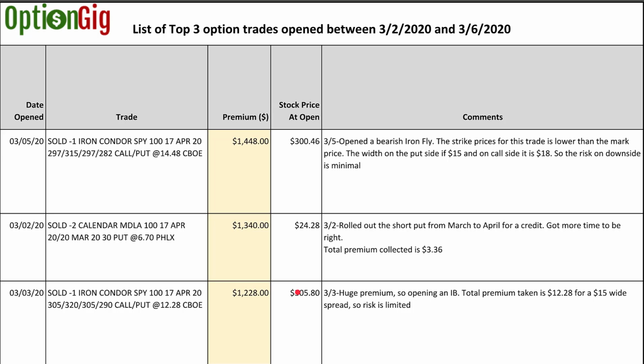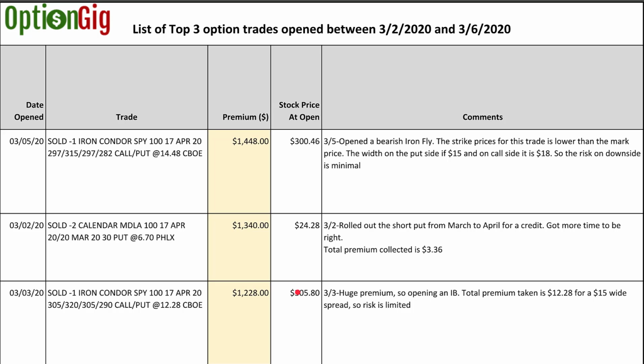So we opened a fly $15 wide, equally on the call side as well as the put side. My short call and short put are entered at 305. The long put is at 290 and the long call is at 320. Overall, we collected $12.28 as a premium. That means the maximum loss that I can bear in this trade is $2.72. Doesn't matter where SPY goes, I cannot lose more than this in this trade.